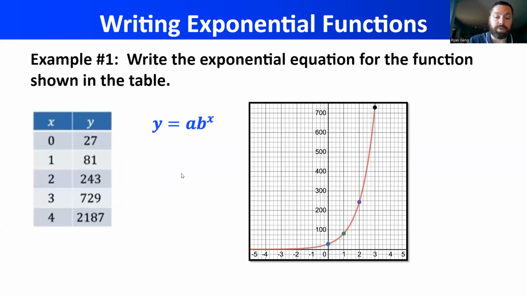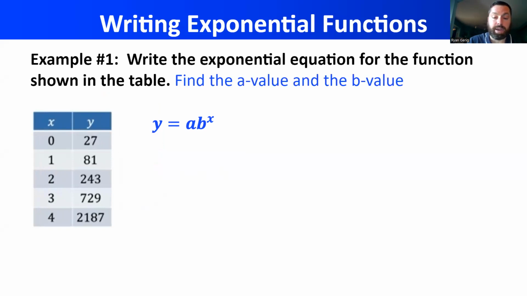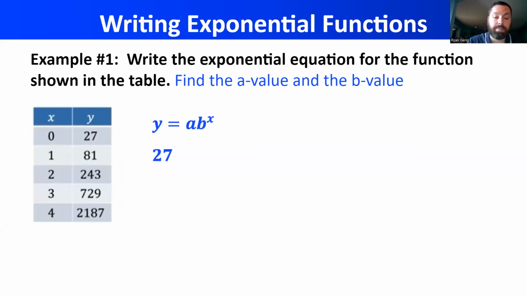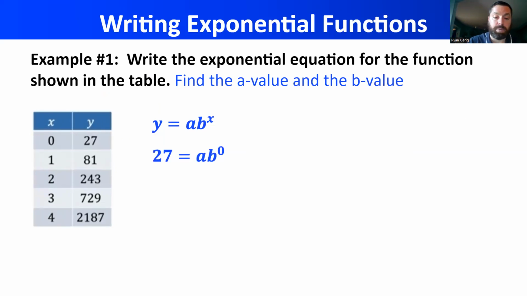We're going to use our equation, y equals ab to the x. We're going to use a point, and when I have x equals 0, I like to use that point to find the a and the b value. So I'm going to use 0, 27. I'm going to put 27 in for y. That's a y value. We don't know a and we don't know b, but we know x is 0. So I'm going to put 0 in for x.